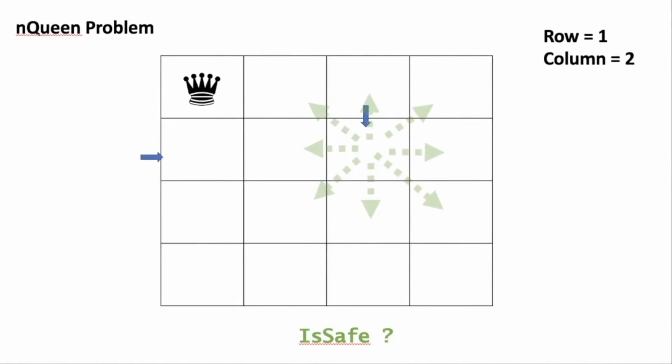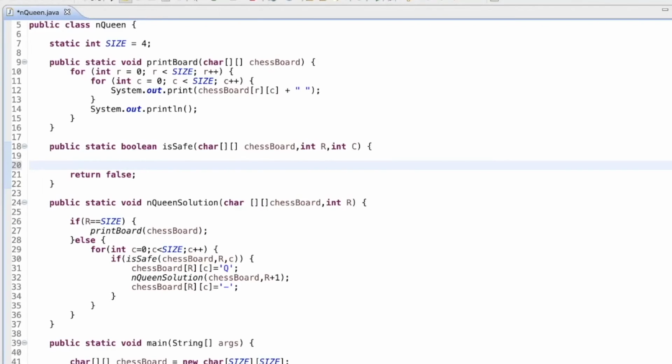So within this isSafe functionality, we have to see whether it is safe to place the queen on the horizontal line or in the vertical line. And also we have to see that there should not be any attacking queen on the diagonal lines. So let's place these four conditions to check that the queen is safe to be placed on a particular cell. Let's first check whether it is safe for the queen to be placed in a particular vertical line, which is within a particular column.